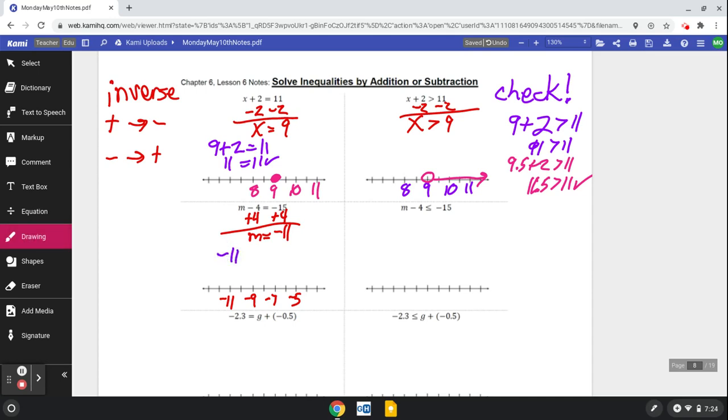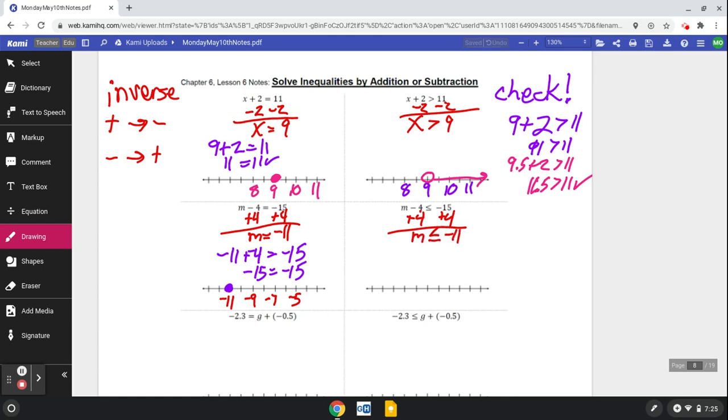is negative 11 minus 4 equal to negative 15? Well, you would have to add your opposite to make it really plus negative 4. And we do get negative 15 equals negative 15. Okay, so I would just put a big old dot right at negative 11. And that's it. That's the only possible solution. We do the same steps for the inequalities. Okay, minus 4, or not minus, plus, my bad, we're adding. m is less than or equal to negative 11.